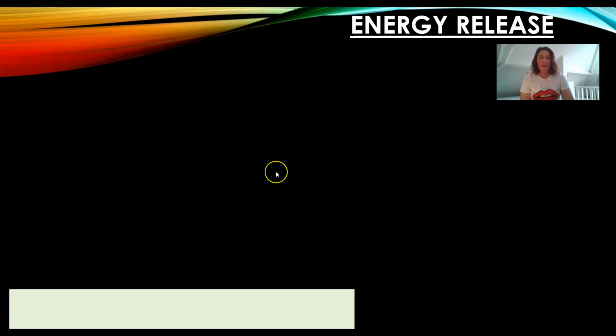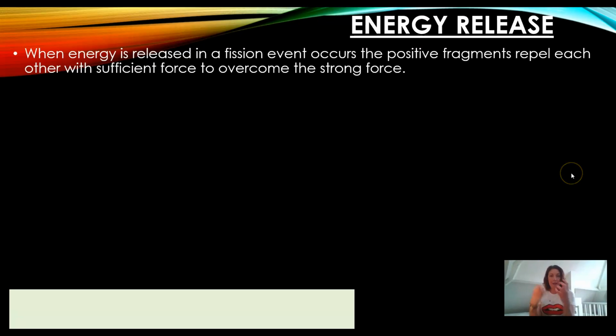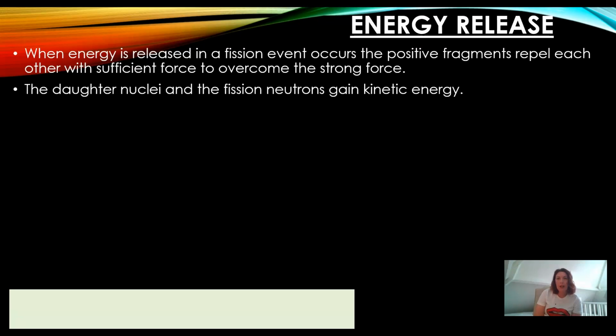So, the energy released. When energy is released in a fission event, it's because the 2 daughter nuclei are positive and they will repel from each other. And those 2, they have enough energy to be able to overcome the strong force and they will repel. And the reason they move in separate directions is to conserve momentum, and their energy takes the form of kinetic energy, okay, which will eventually be heat, okay. Now the daughter nuclei and fission neutrons gain kinetic energy.